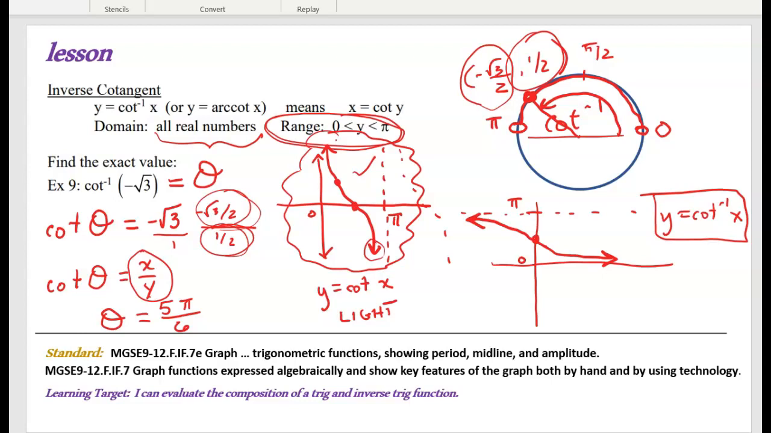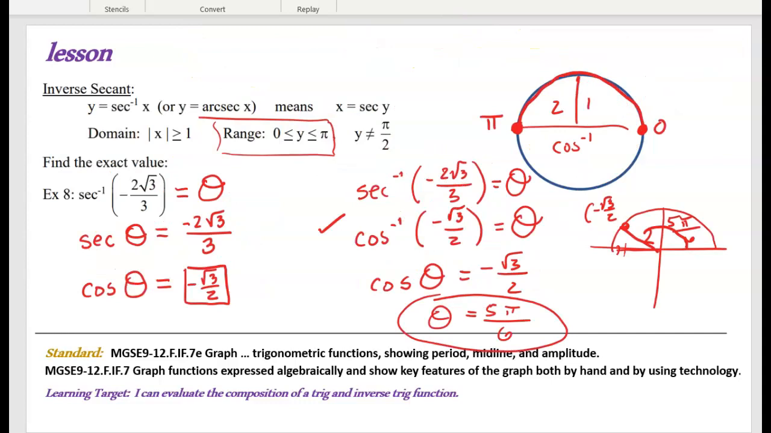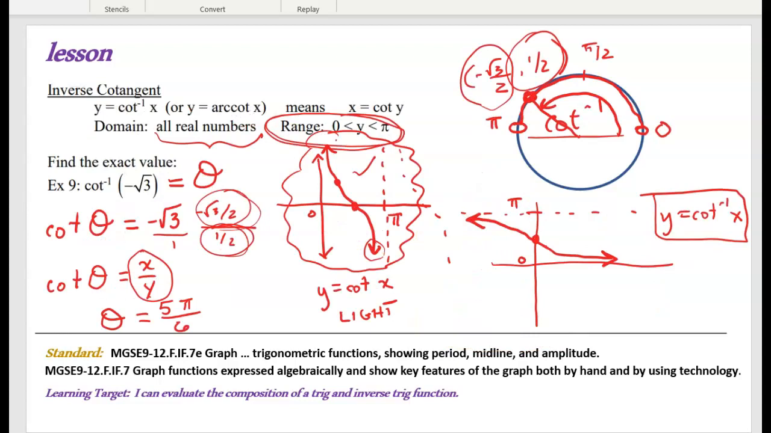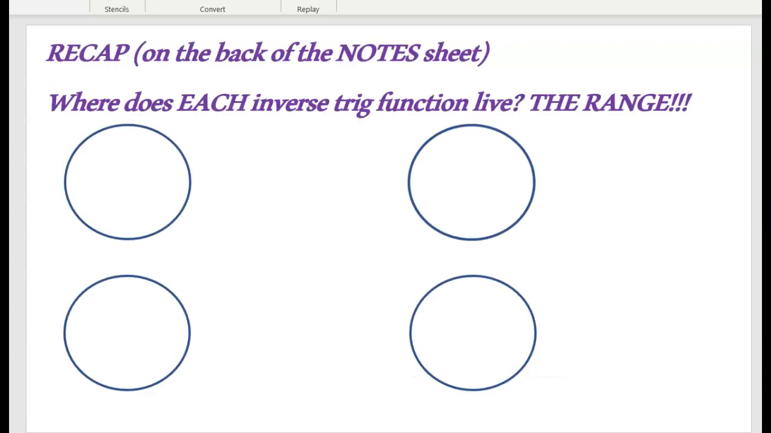All right. So we did one good example of cosecant inverse. Cosecant inverse, you use sine inverse. Secant inverse, you use cosine inverse. And then cotangent, you actually think about cotangent. So cotangent is a cotangent problem, but you have to know the angle lives between 0 and pi. The range of all of these matter. So this is a quick recap.